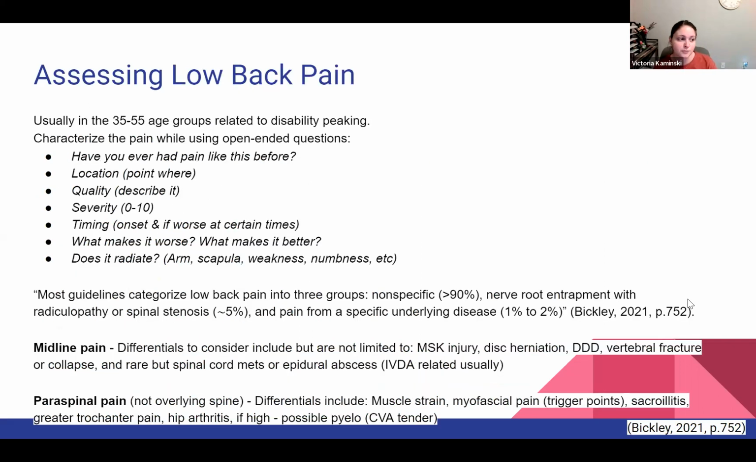When it comes to assessing low back pain, we often see this in those age groups of 35 to 55, and a lot of times that's due to work-related injury. So characterizing the pain, these are the same questions that you're asking, those OLD CARTS that we just covered. Most of these guidelines do group low back pain into non-specific, nerve root entrapment, spinal stenosis, or pain from an underlying disease or condition. So two things to consider: is the pain midline, when you press down on the spine or vertebrae itself, or is it paraspinal, meaning it's not overlying the spine? And some differentials to consider have been listed below for you.